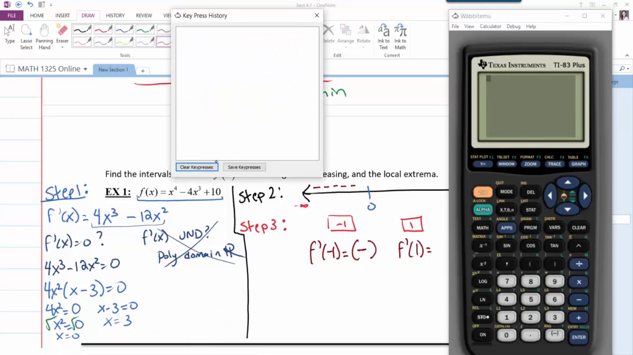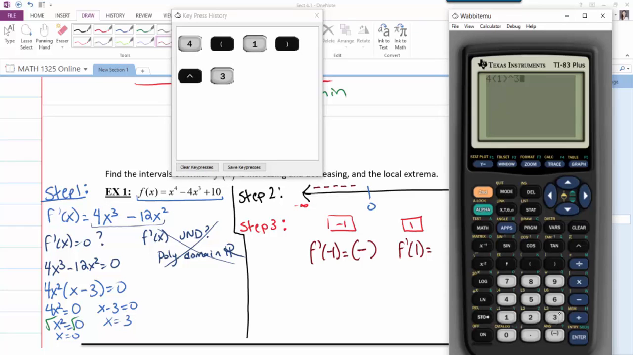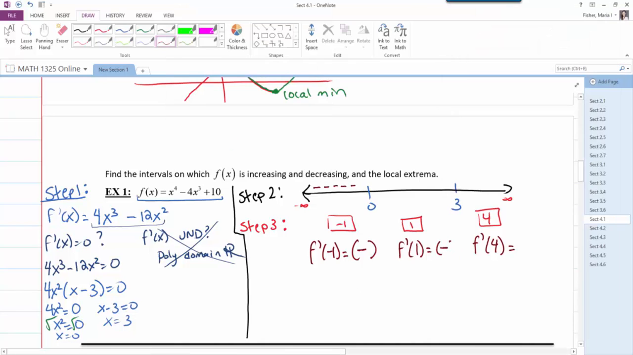So same thing, the first thing that we want to do is plug it into that first derivative, which is 4 times 1 to the third minus 12 times 1 squared. And we end up with negative 8. So this is a negative number. I'm just going to write a minus sign because, again, it told us to determine the sign, positive or negative, of the first derivative, which means that here all these numbers are negative.